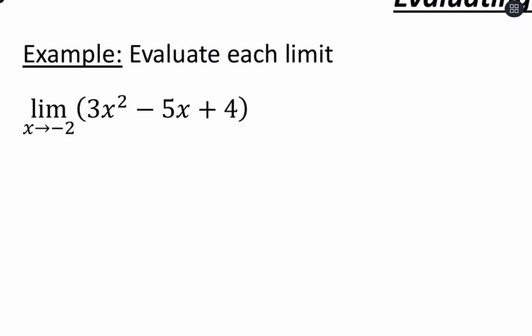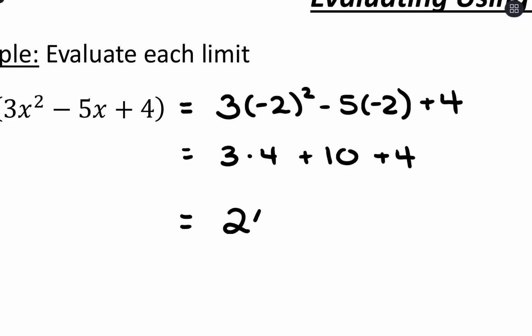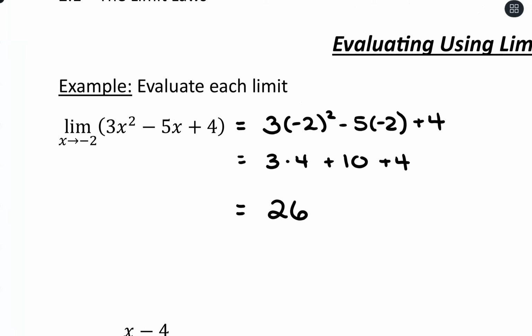So this first one, we have a nice polynomial. We're looking as x approaches -2. So direct substitution, what I'm going to try to do is just plug in 3 times -2 squared minus 5 times -2 plus 4. And I shouldn't run into any issues here. There isn't a chance of this function being undefined or not existing. So we're getting 3 times 4 plus 10 plus 4. So 12 plus 10 is 22, plus 4 is 26. And that would be our limit. Okay, no issues there. Just plug it in and simplify.